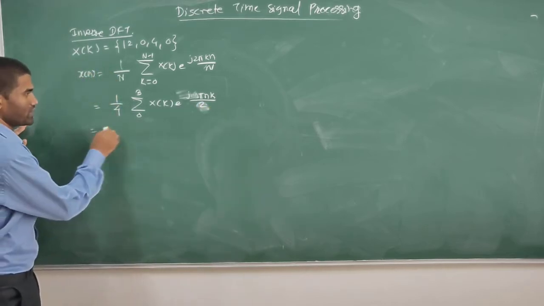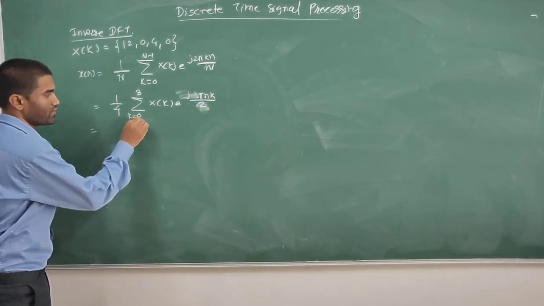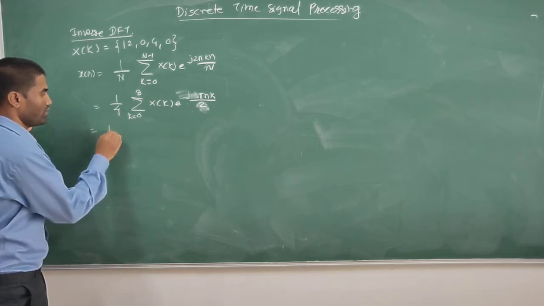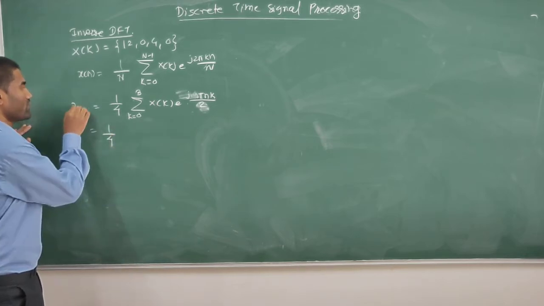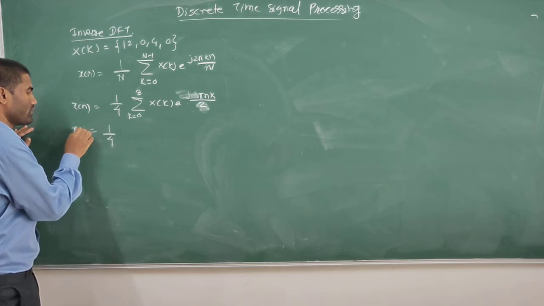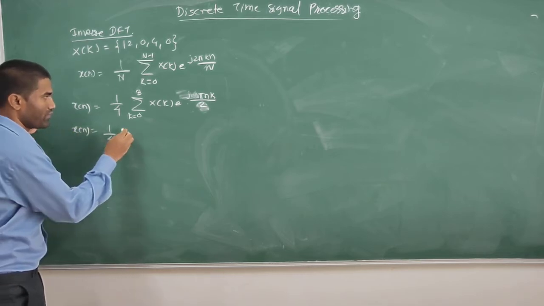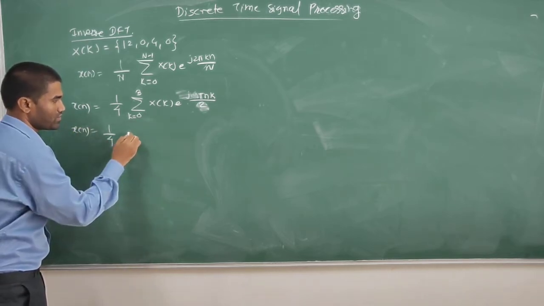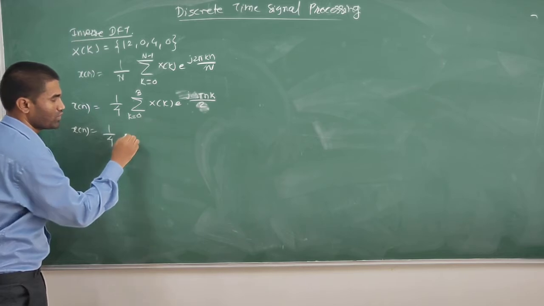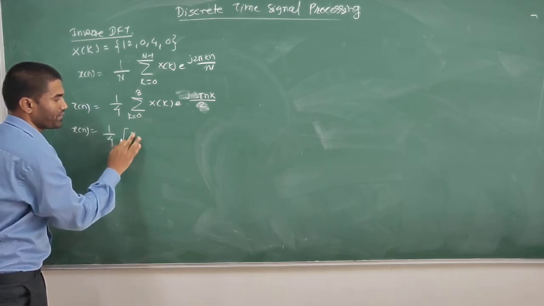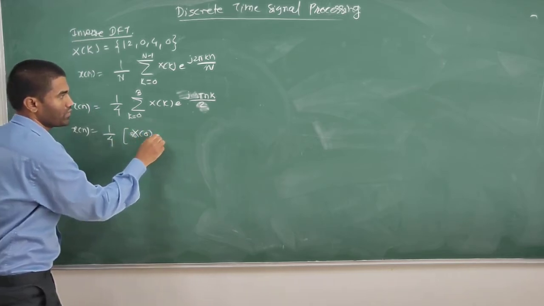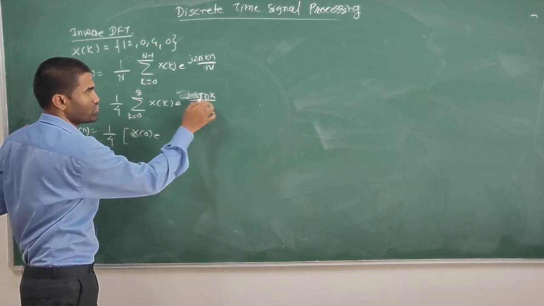Okay. So again I will expand this. So 1 by 4. This is for x of n. Okay. So 1 by 4. So I will expand this by putting the value of k equal to 0. So in bracket capital X of 0, k is equal to 0, so this will become 0.